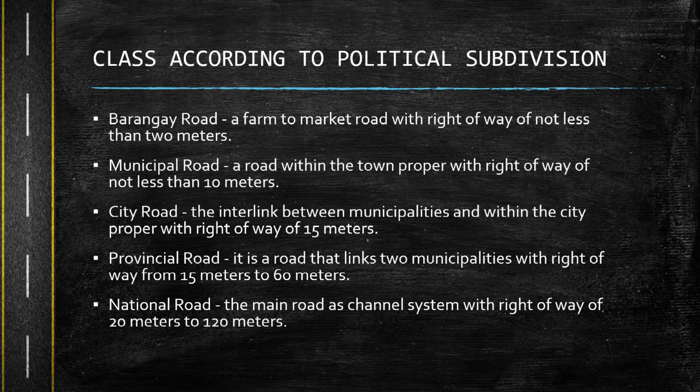For municipal road, a road within the town proper, ang right-of-way niya is not less than 10 meters. Si city road, an interlink between municipalities and within the city proper with a right-of-way of 15 meters. So si provincial road, it is a road that links two municipalities with right-of-way of 15 meters to 60 meters. And national road is the main road as a channel system with right-of-way of 20 meters to 120 meters.